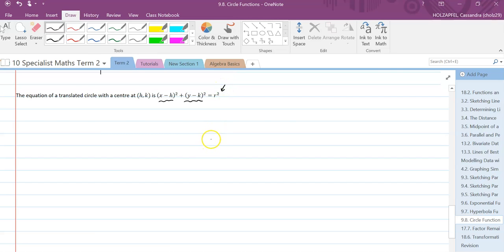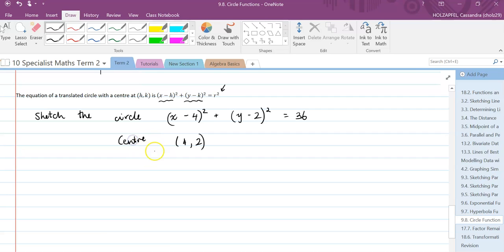So let's have a go at a question. Since this is in the form where I've got x minus a number, I know that this means it's going to shift to the right by 4 units, and so the center has moved 4. And for this one here, this means it's shifted to the top by 2 units, so the new center is going to be at positive 4, positive 2. A quick little way to remember the circle function is the opposite of what we think. So that's going to be our center.